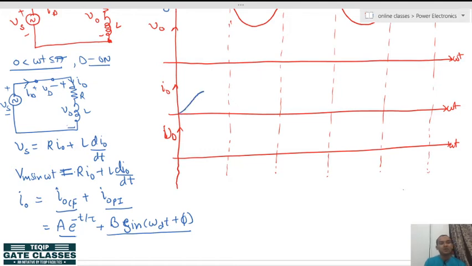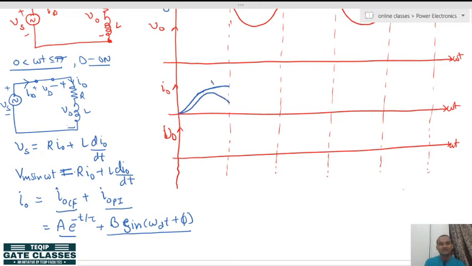Alright. Now the question arises, will the inductor continue to charge till pi, or will the inductor charge up to some value and then start discharging like this?